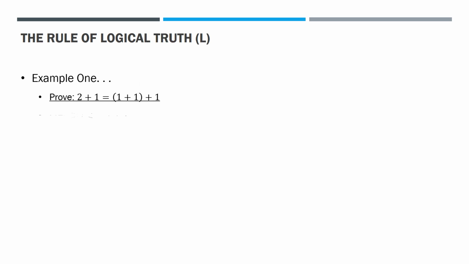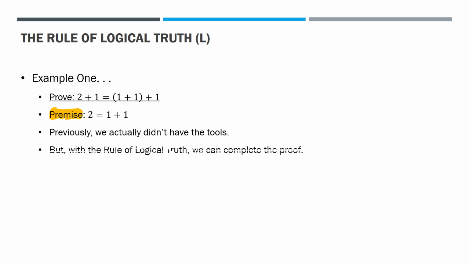Please take a look at example 1. We want to prove the statement that 2 plus 1 is equal to 1 plus 1 plus 1, but only from a single premise, namely that 2 is equal to 1 plus 1. Can we do it? Previously, we actually didn't have the tools, but with the rule of logical truth, we can complete the proof. Additionally, we need to keep in mind the rule of identity, which was covered in the last section.